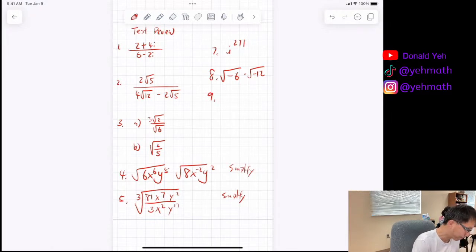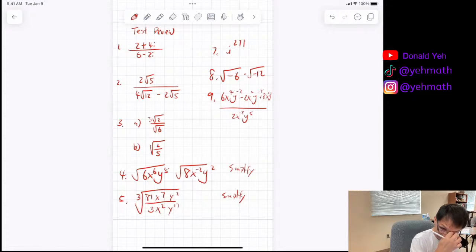9. A question from before. 6x to the 4th, y to the negative 2 minus 2x squared y to the negative 5 plus 8x y to the 4th, all over 2x to the negative 2, y to the 5. Do you know how to simplify that? Split all of them? Sure.